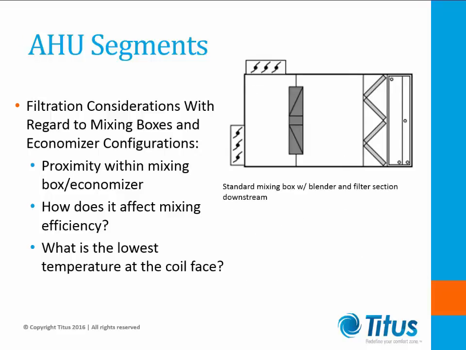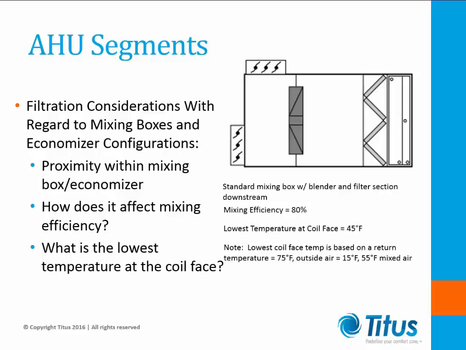A third option is the use of a blending section. I'll cover a little more info on blenders in just a few moments, but let's look at how they affect our mixing efficiency and coil face temperatures. By adding a blender section, we see the increase in our mixing efficiency to nearly 80% and our coil face temperature jump to 45 degrees Fahrenheit.